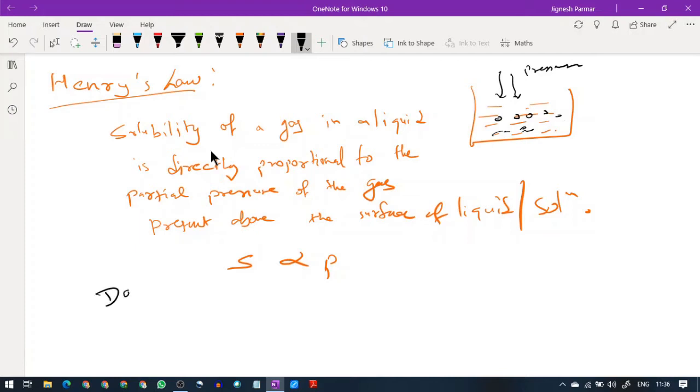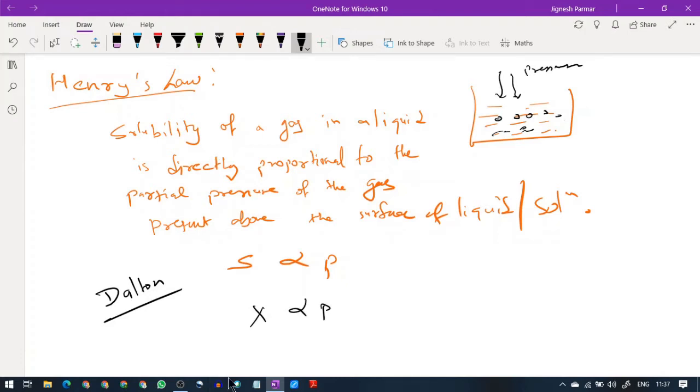Contemporary means that during the same time when Henry was alive, Dalton was also alive. What does he say? He considered this solubility as a mole fraction. He said that the mole fraction of the gas in the solution is directly proportional to the partial pressure of the gas.